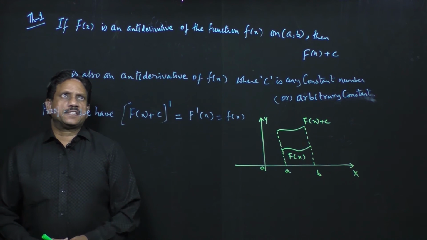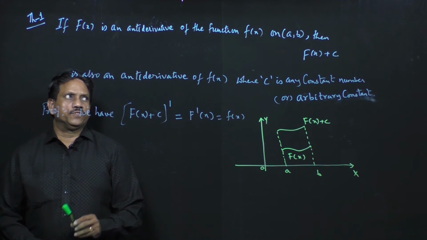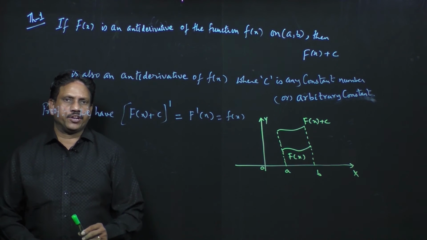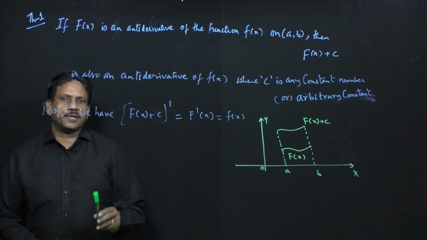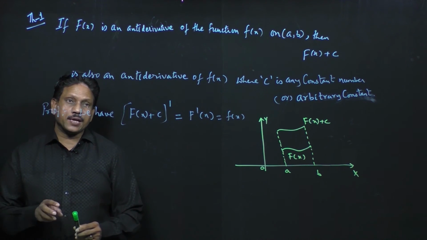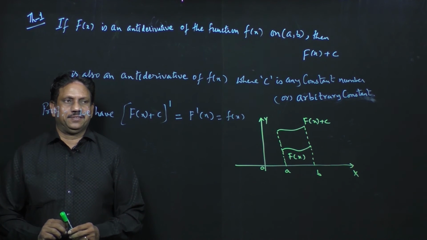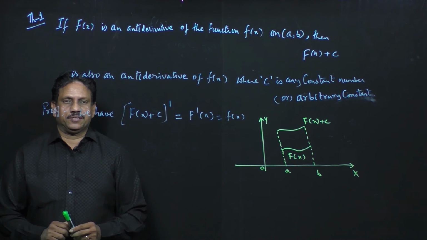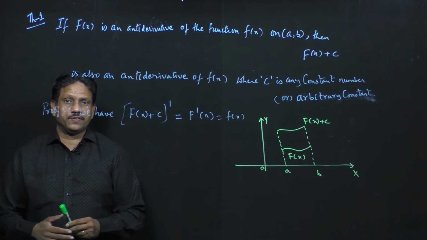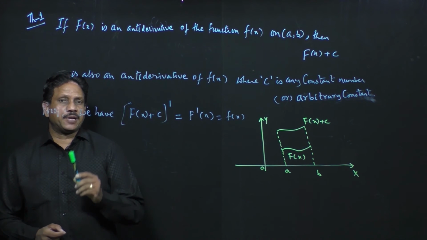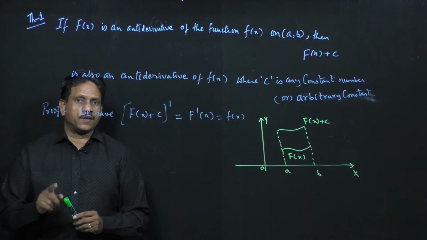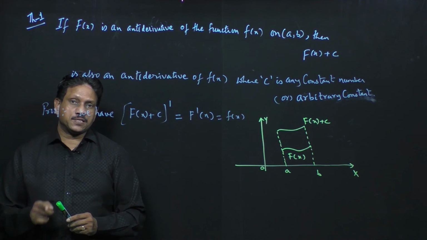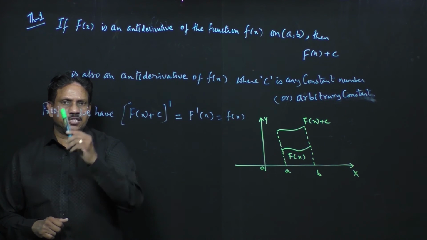If capital F of x is an antiderivative of the function small f of x on an interval a comma b, then capital F of x plus c is also an antiderivative of f of x, where c is any constant or arbitrary constant. Just now we discussed the antiderivative definition. If capital F of x is an antiderivative of a function small f of x, then capital F of x plus c is also an antiderivative. Let us see the proof.